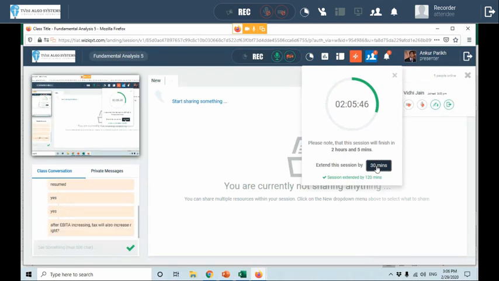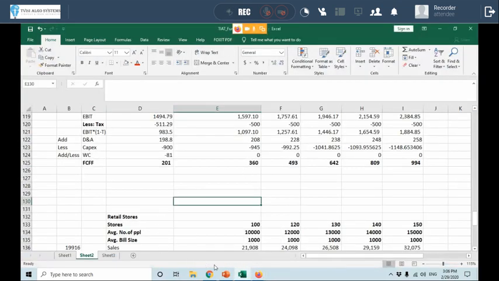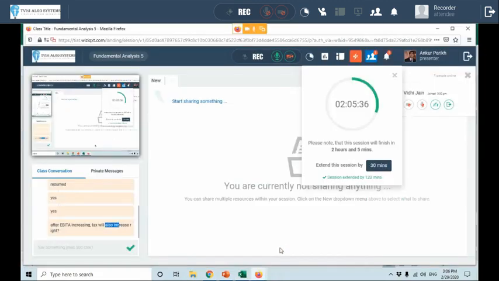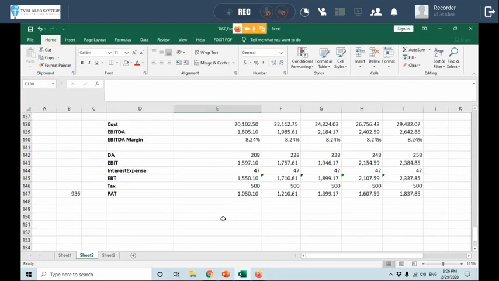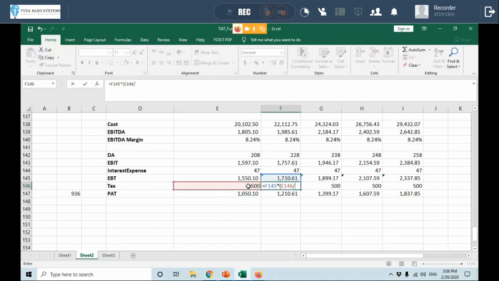Now, after EBITDA increasing, tax will also increase. But in our model right now, I've just kept it constant, just to give you an example. This is just an example of what I am trying to show you. Obviously, your taxes will also increase. If you want me to do that, let me do that. I'll give the proportion of this divided by this, and keep this constant.